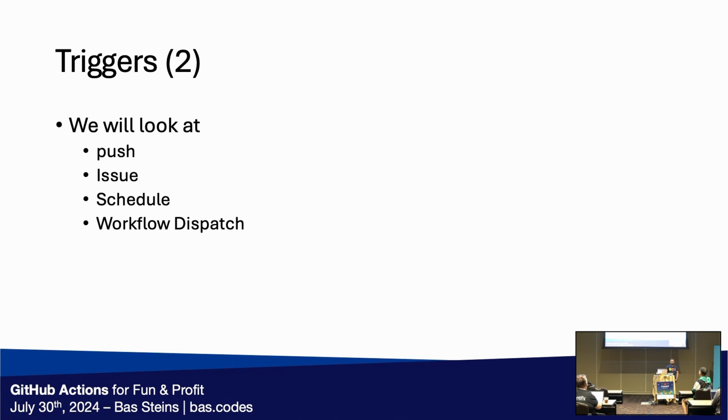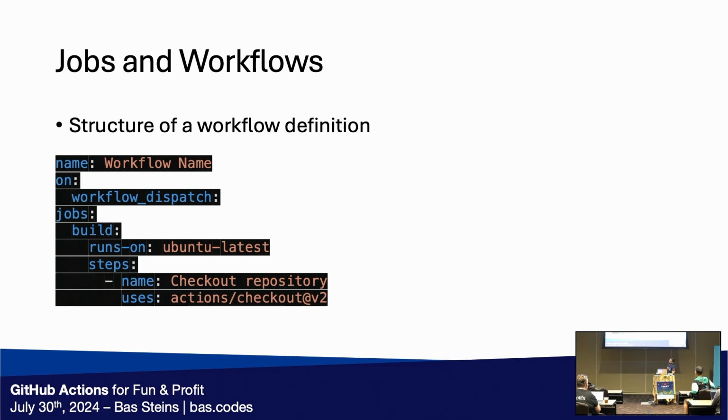To start with, a workflow is defined by a YAML file inside the .github/workflows directory. It gives your workflow a name with the parameter name. In the parameter on, you define your triggers. And then you have a definition of jobs. Each job has a collection of steps. So the hierarchy here is: you have a workflow, you have jobs, and each job has a couple of steps.